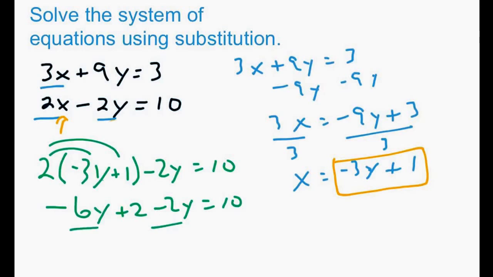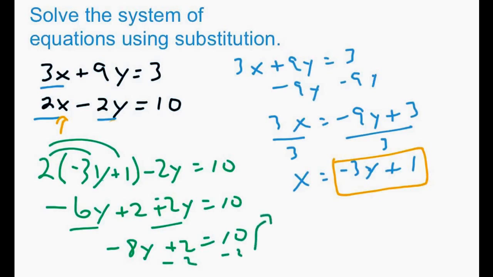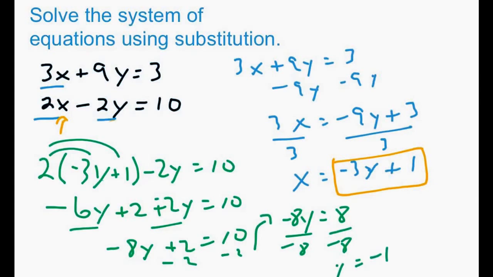Let's combine some like terms. This is the same thing as plus negative 2y. So negative 6y plus negative 2y is negative 8y. We'll just subtract 2 on both sides. Negative 8y equals 8. Divide by negative 8. And y equals negative 1. Alright, so I have my y-coordinate, negative 1.